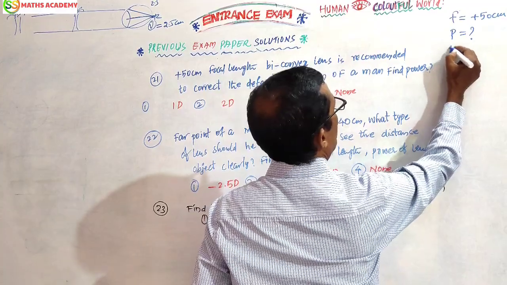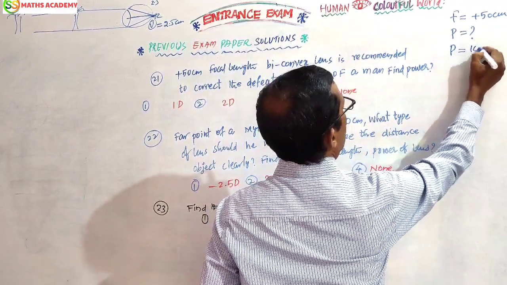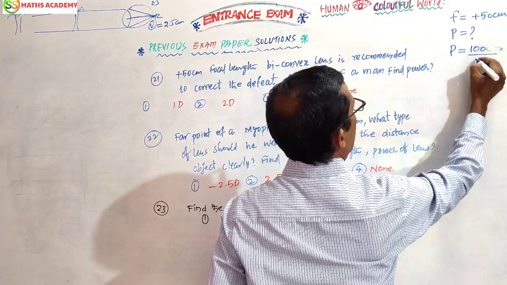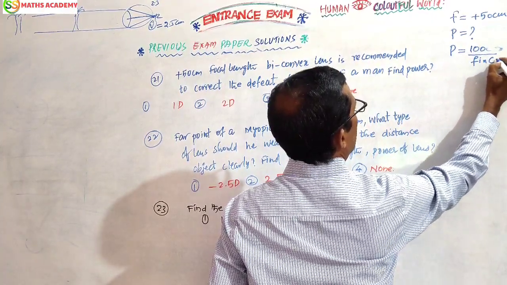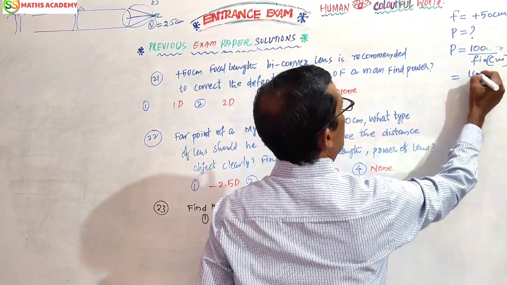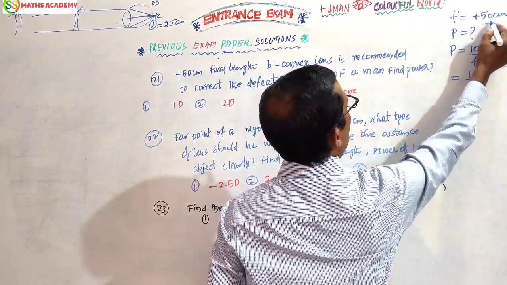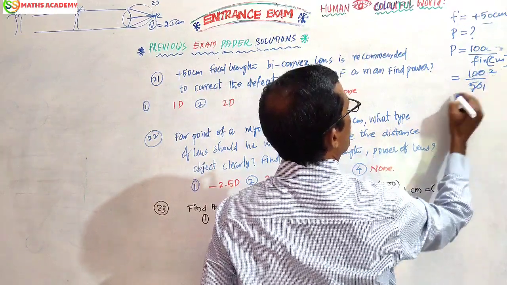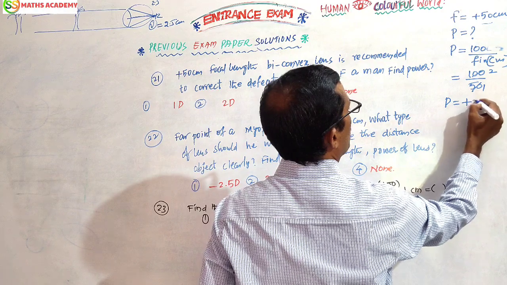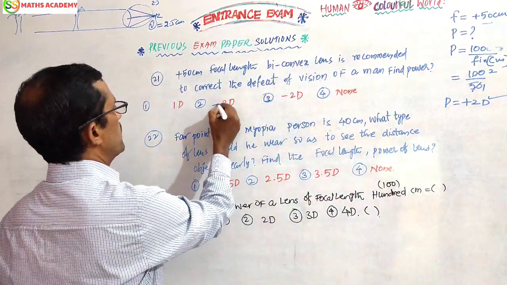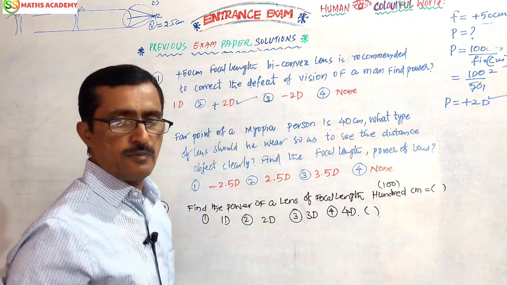We know that power P equal to 100 by f, where f is in centimeters. So you write 100 by 50. P equal to plus 2D is the correct option. Which is the correct option? Plus 2D is the correct option.